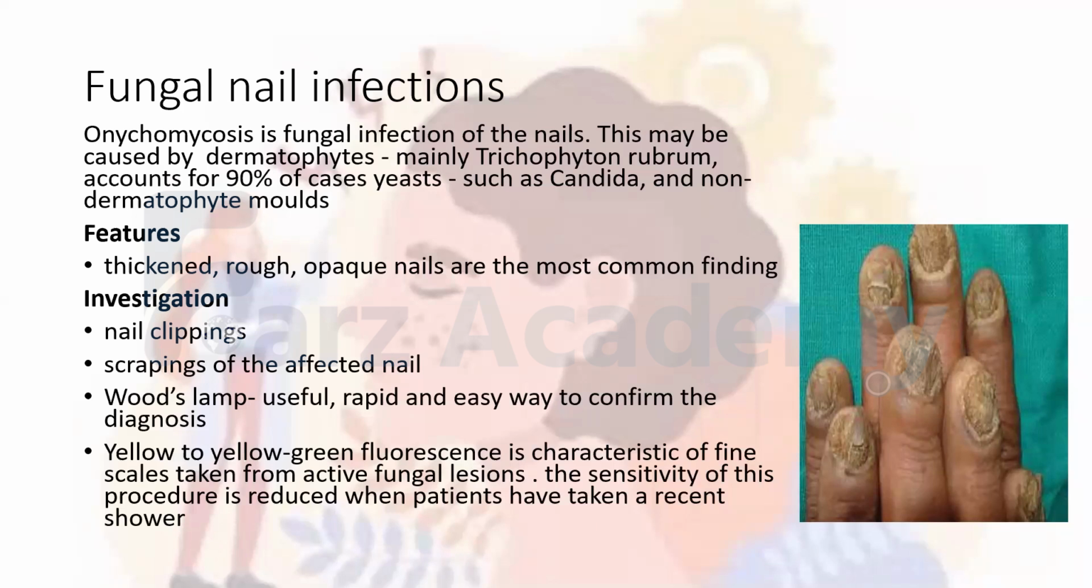All right, this is not a gold standard test, this is just a finding that can be seen in onychomycosis. The gold standard is KOH mount from nail clippings and scrapings of the affected nails, as well as fungal culture.